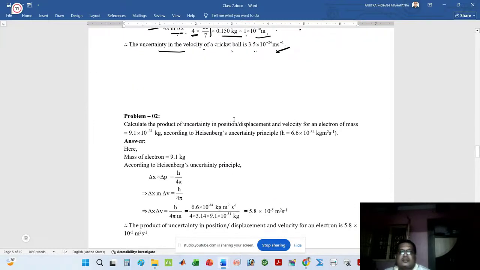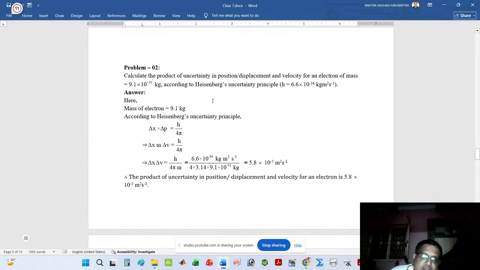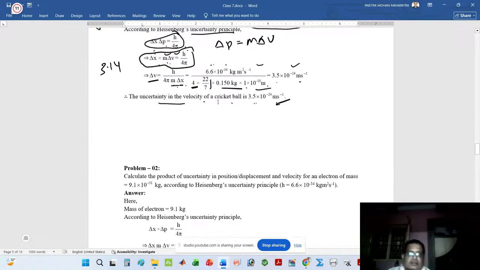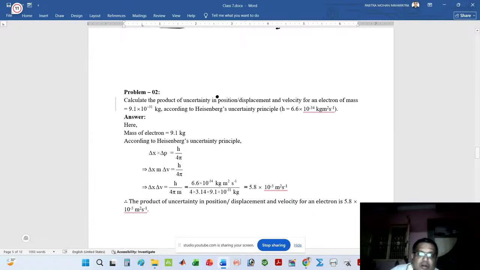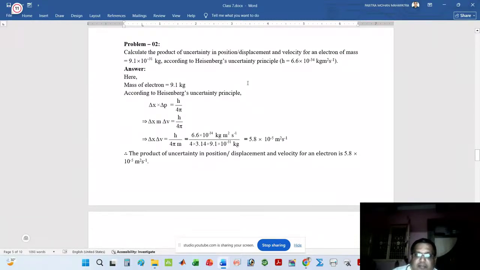Let me solve the problem number 2. Similarly, you can apply. Calculate the product of uncertainty in position or displacement. That means our target is to find out del x into del v. To find this term, some data are given. Again, I will read: calculate the product of uncertainty in position or displacement and velocity for an electron of mass 3.1 into 10 to the minus 31 kg.